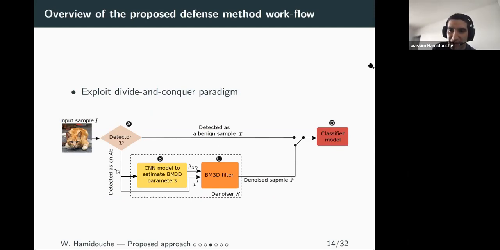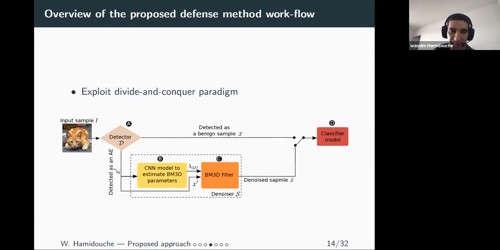So here I give the main idea of the proposed solution, and it is based on the concept of divide and conquer, because defense is a very difficult task. So we try to separate it into two main tasks. As you can see in this model, we have the input image, which is first processed by a detector to detect if the image is clean or an adversarial example. If the detector detects that the image is clean, it will directly feed the classifier. But if it is detected as an adversarial example, it will be processed by a denoising block, which is based on a block matching 3D filter and some optimal estimation of the denoising parameter.